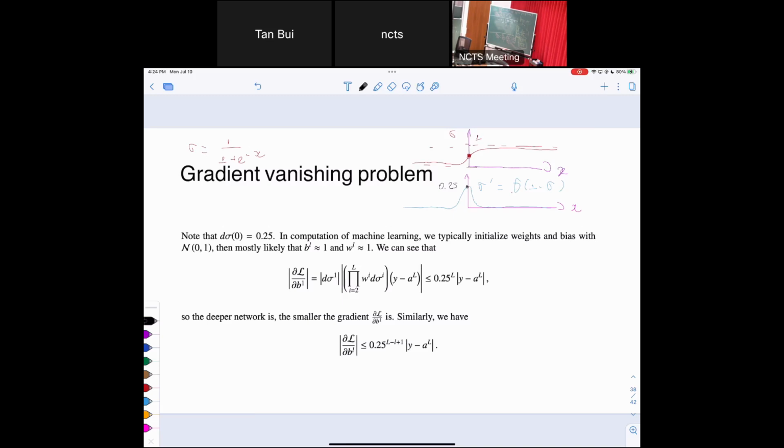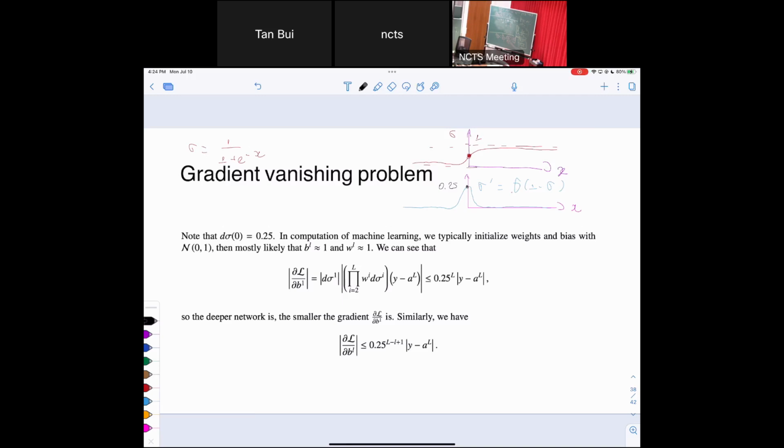Then how many d sigma are there here? You have L minus 1, and you have one more here, so L in total. Each of them is less than 0.25, since 0.25 is the largest. So the left-hand side, taking the d sigma alone, is less than 0.25 to the power L. Everybody okay with that? Because these are multiplications, this times this is less than 0.25 to the L.